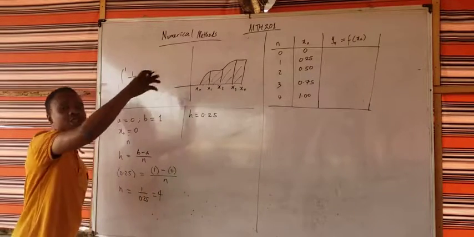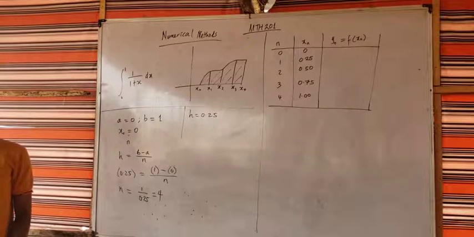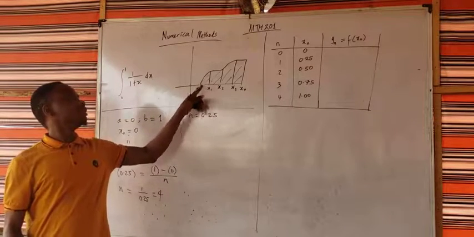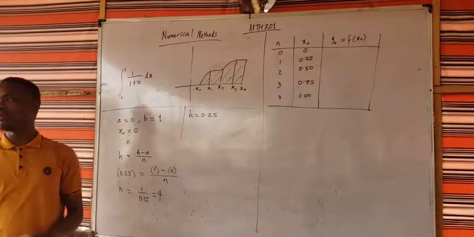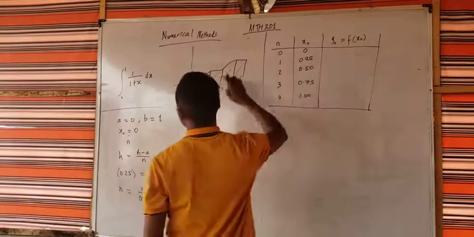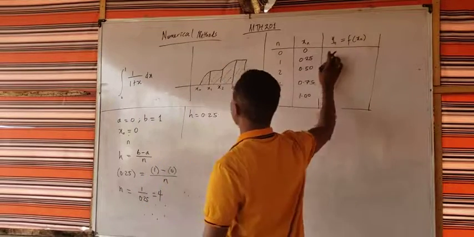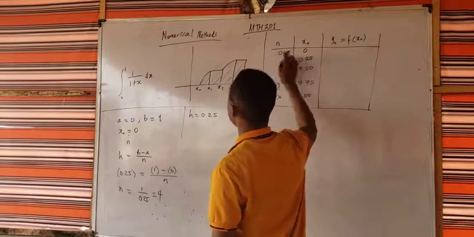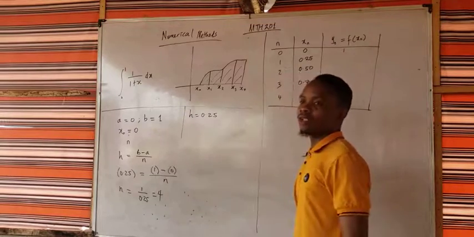How we sum these elemental areas will determine how accurate our results will be. It's obvious that the smaller your interval, the more accurate your result is going to be. Now that we have gotten all of this, we can get our values of 1 over 1 plus x. What's it going to give us for each of them? When x equals 0, this is 1. When x equals 0.25, just enter it in your calculator and press calc.